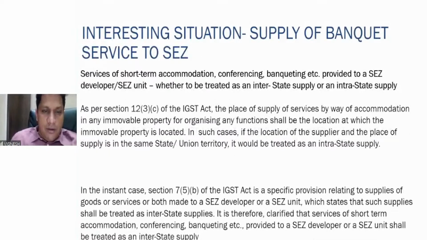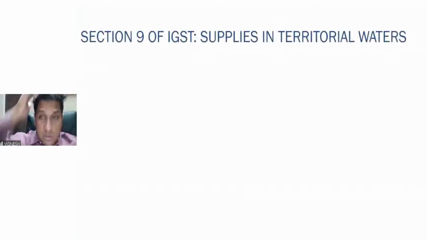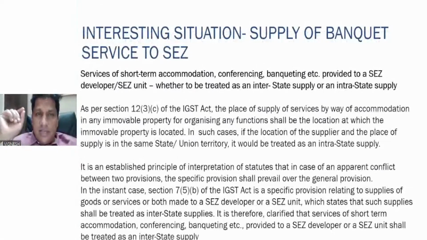Now, there is a very interesting point with regard to supply of banquet service to special economic zone, right? So, there is a special economic zone which is located in, let us assume, New Delhi. They may have some service with regard to accommodation requirements of their employees, or for conducting a conference, or if they need to book any banquet service, if they need a hall for some particular event. In that particular situation, the question was asked whether it is to be treated as an interstate supply or an intrastate supply. Why was this question asked? For this, we have to go to section 12 of the IGST Act to understand what that provision says.